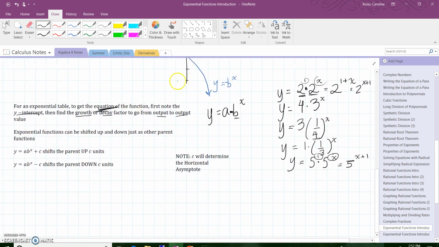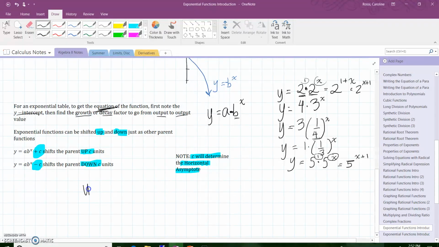All right, last thing that we're going to need to know in order to graph these by hand is you can shift an exponential function up and down, just like any other parent function. That is going to be if you have a plus c or a minus c at the end. So obviously adding is going to move it up c units. Subtracting moves it down c units. Whatever c is, that's going to be the horizontal asymptote.